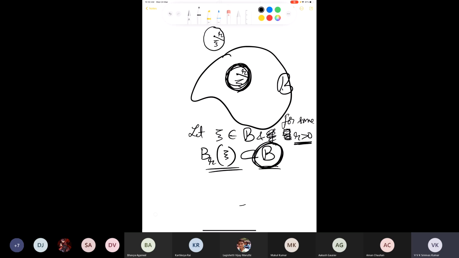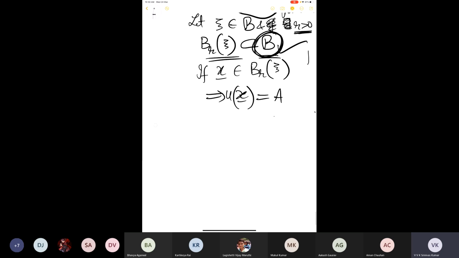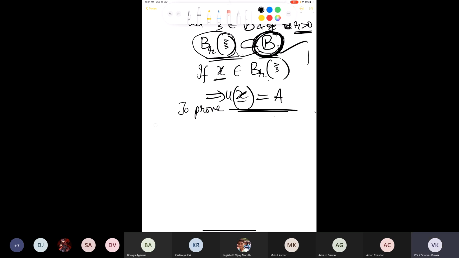What is the definition of B? B is defined by points: if X belongs to B_R(xi), I have to show that U(X) is equal to A. That is the meaning of X belonging to it. For every point inside B_R, we are proving that it is inside the set B. So let us take a point X in B_R and prove that U(X) is equal to A.